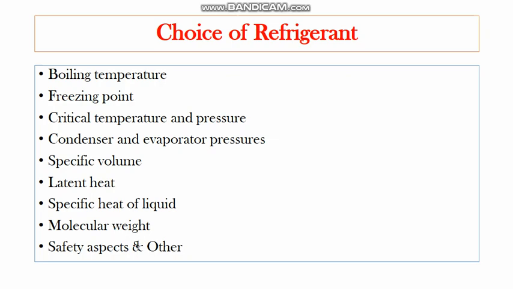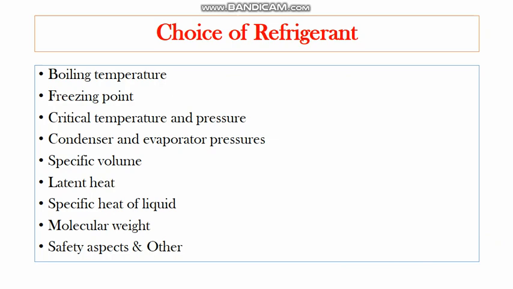And next is safety aspects. Of course, it should not be corrosive, it should be non-toxic, non-flammable, non-explosive, etc. So these are the safety aspects you have to consider when you choose your refrigerant. Another aspect is that it should be available for a long period. So that is about the choice of refrigerant. These are the parameters to be considered when you choose your refrigerant.